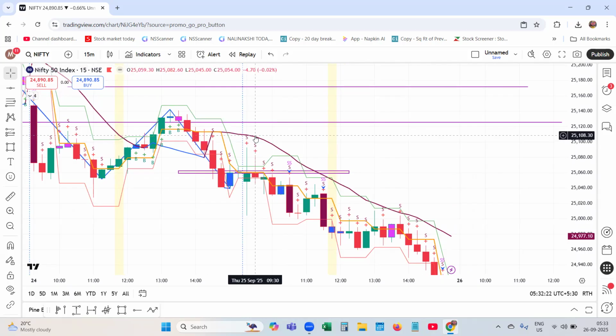And Gann HiLo is also plotting a barrier. Immediate hourly pivot is there, 25,111. And immediately this is the market play. Institutional play to confuse the traders.